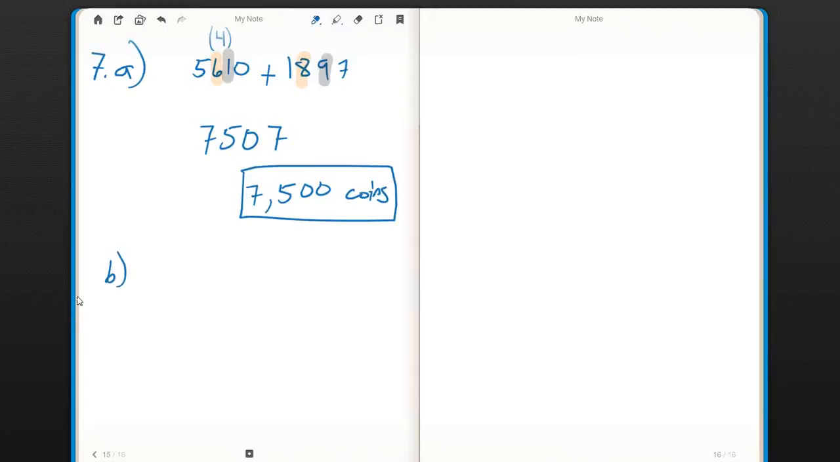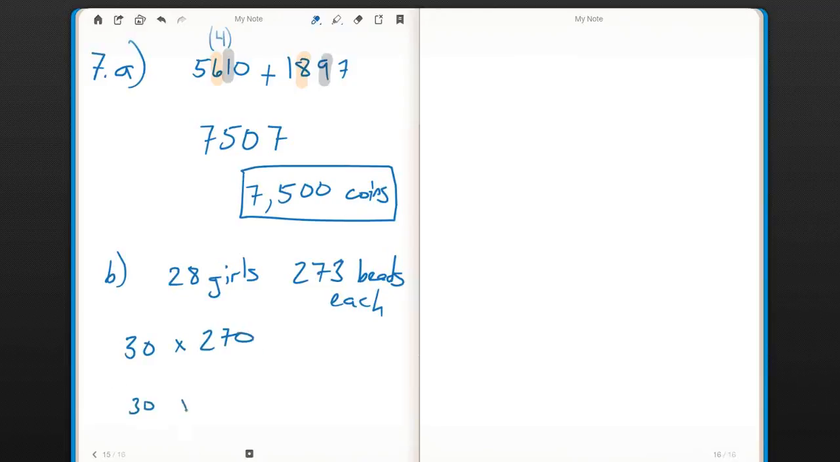Part B. If 28 girls have 273 beads each, what is the estimated number that they have in total? All right, this for years and years, as I used Singapore math with my own children, has always frustrated me that there's no way to really know how they want you to round. Do I do this as 30 girls times 270 beads? Or do I do 30 girls times 300 beads? There's no way to know unless you look in the back of the book.